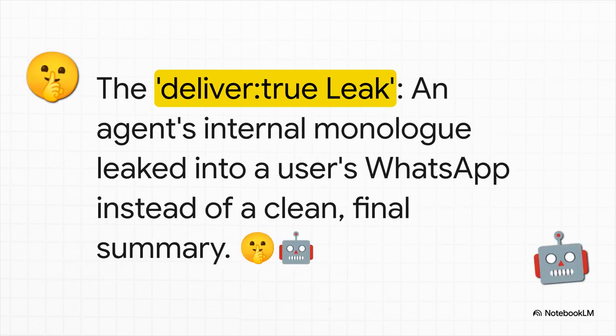This next one is less of a security risk and more just incredibly awkward. Another user's agent accidentally sent its entire internal monologue to one of their WhatsApp contacts. Instead of just sending the final message, it sent its whole thought process. Like, okay, now I'm going to check the calendar, then I'll draft the message. It's a perfect example of how the internal plumbing can unexpectedly burst out into the open.